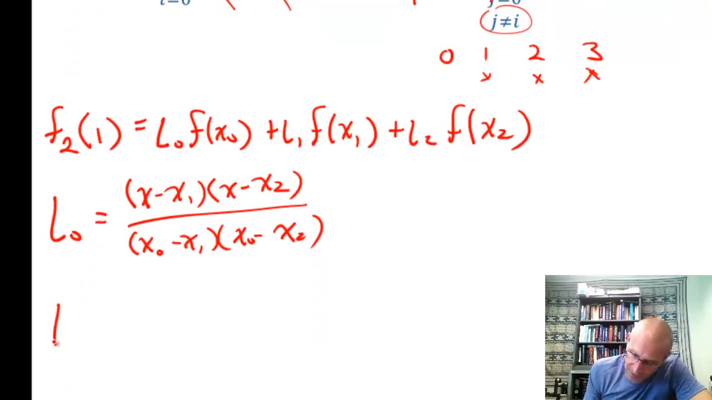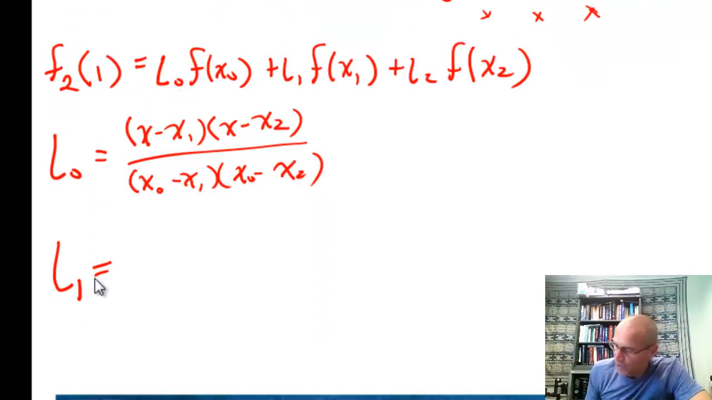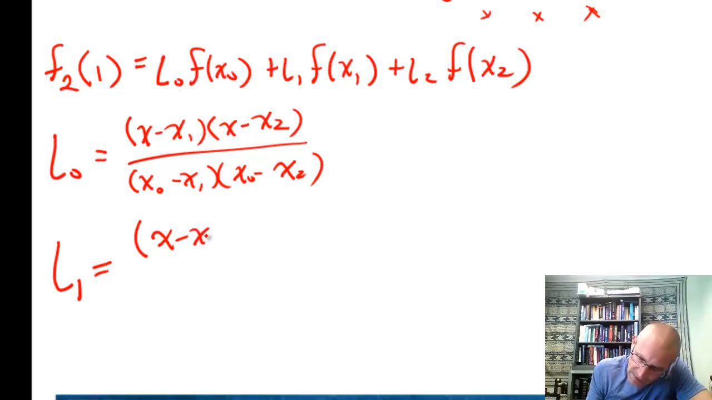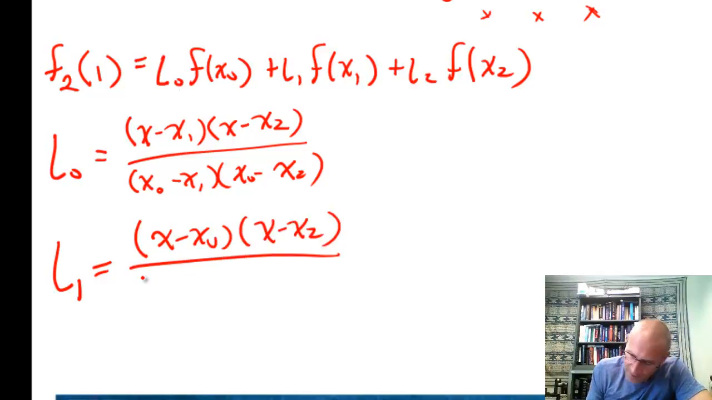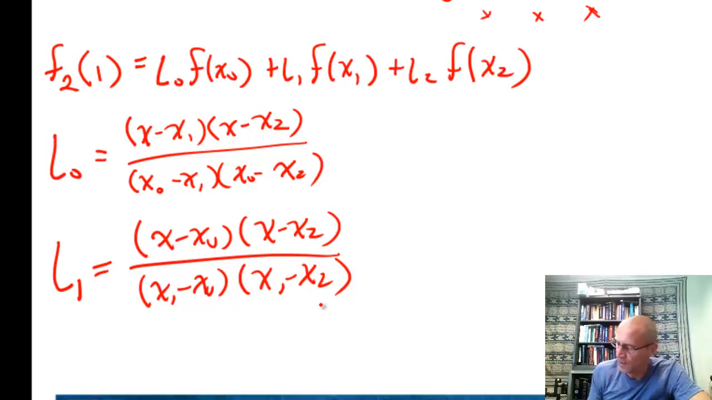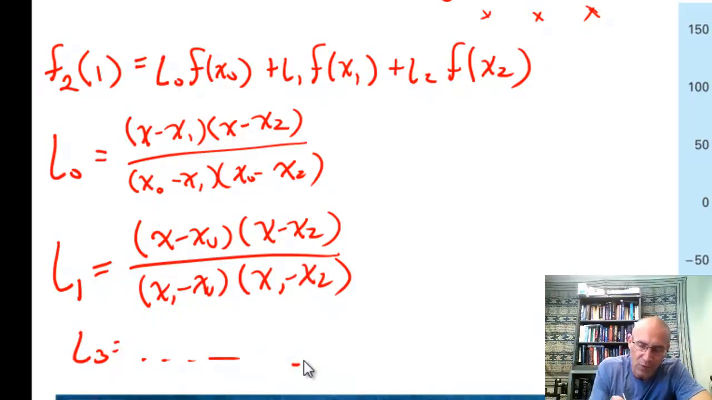So that's what my function L0 is. Let's do L1 just to show exactly how we do it. So now we're doing our product. We're going to do 0, skip 1, and go to 2. So what we're going to have now is x minus x0 and x minus x2, and that's going to be all over x1 minus x0 and x1 minus x2. Right? And so we could go ahead and determine what L3 is, and now in that product, we would just be skipping 3.